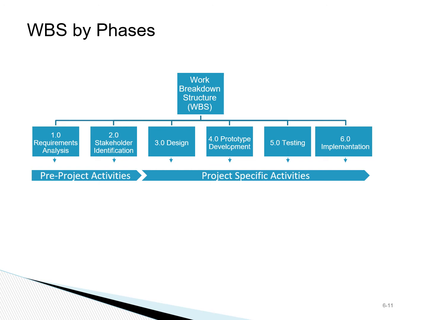One of the ways of doing the breakdown, a top-down approach, is breaking down the project based on its phases. In this example, we are breaking down the project based on the phases of a system development lifecycle, and the activities in this example are further grouped into pre-project activities and then post or project-specific activities. So this is before authorization and after authorization of the project in many systems.